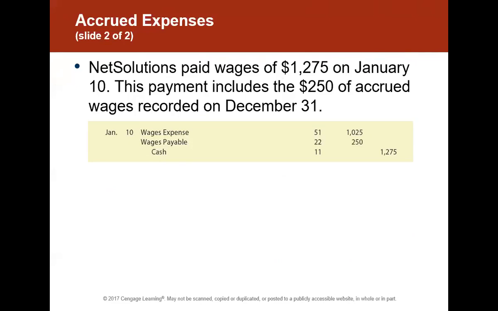And we won't focus on this too much, but it's just showing you the journal entry when we actually paid them on January 10th. So as of January 10th, we're paying them for the full 2 weeks of wages. So we had all wages, total paid was $1,275. That was the full wages for 2 weeks. We've already recognized $250 of that for those 2 days in last year.